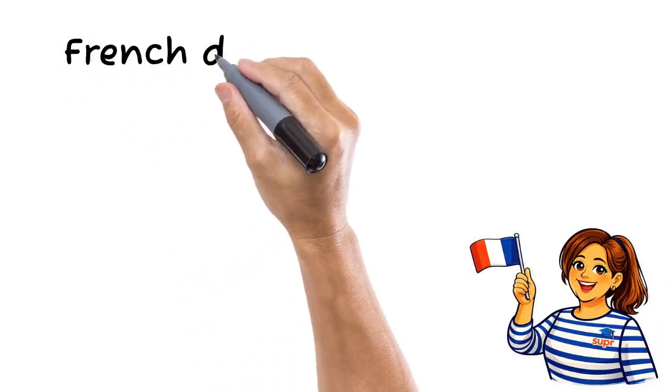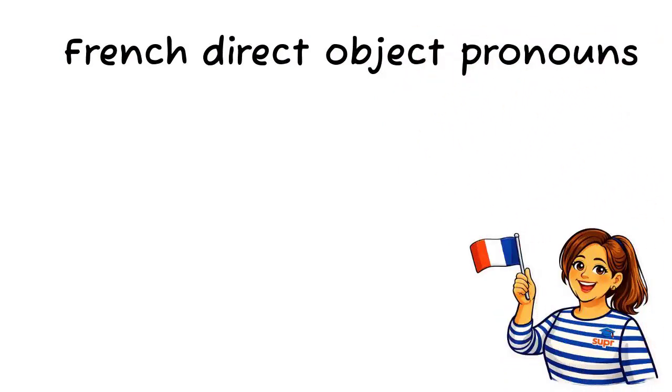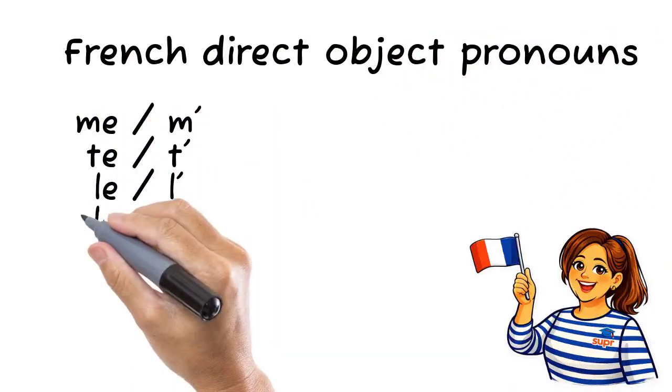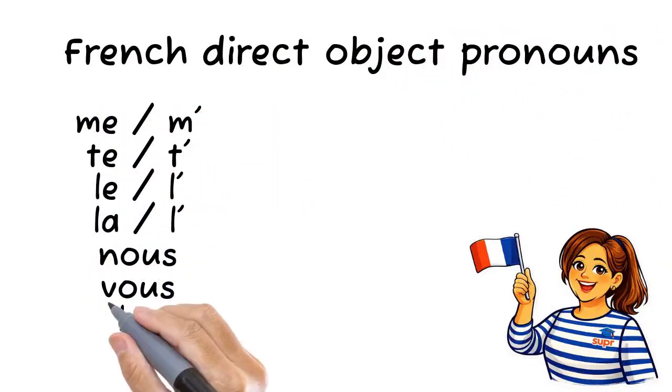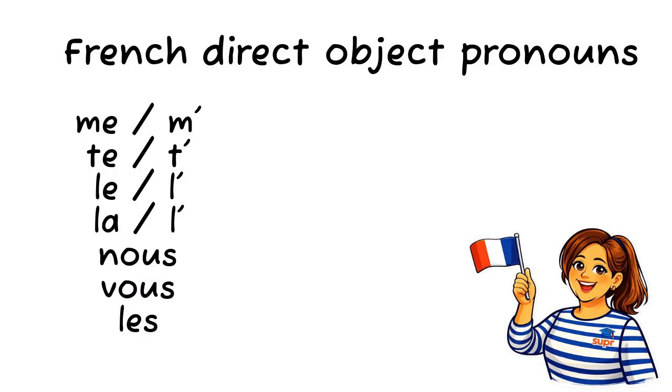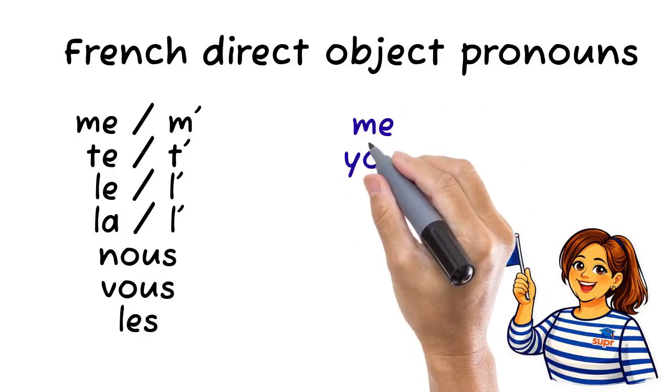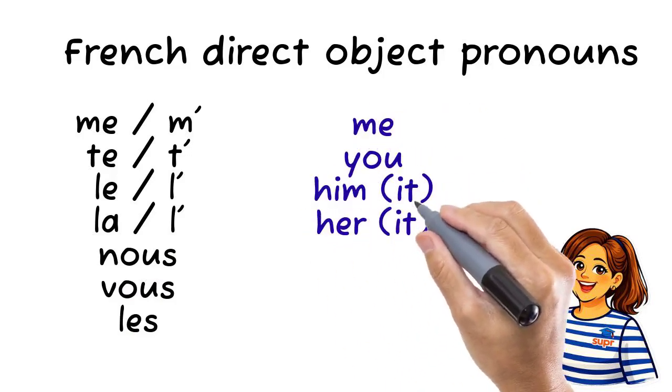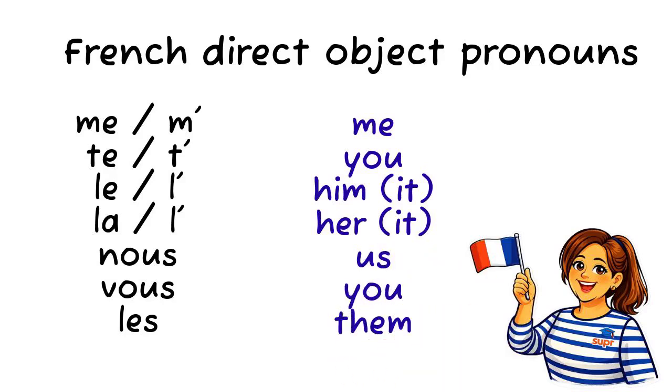So a quick reminder again of our direct object pronouns in French. So me, te, le, la, nous, vous, and les. And they will always go before the conjugated verb in the sentence, before the verb that they are the direct object of. So me, you, him, her, us, you, them.